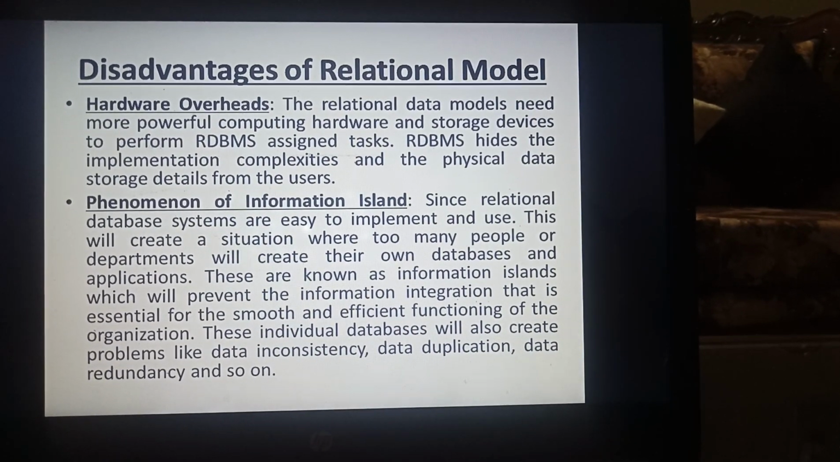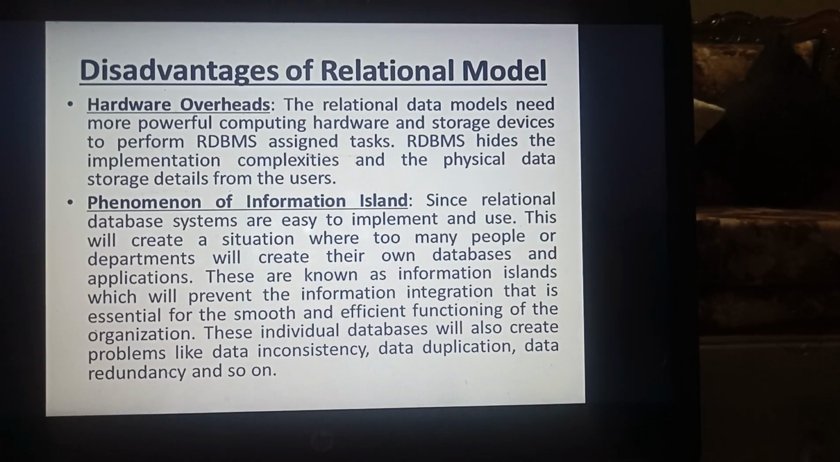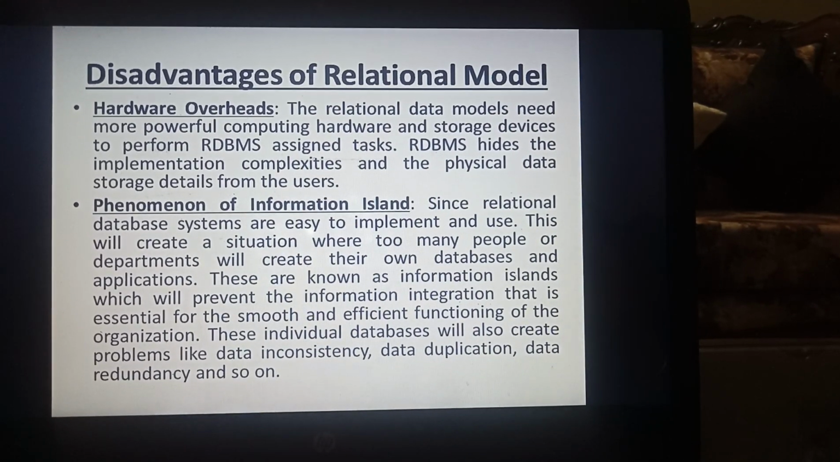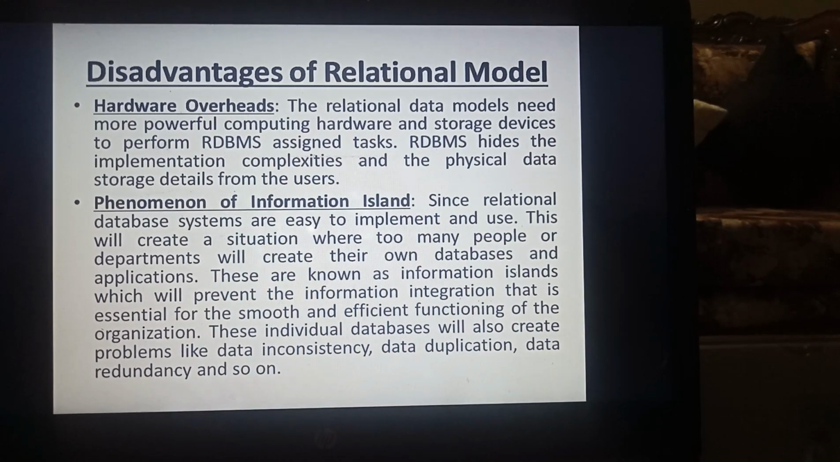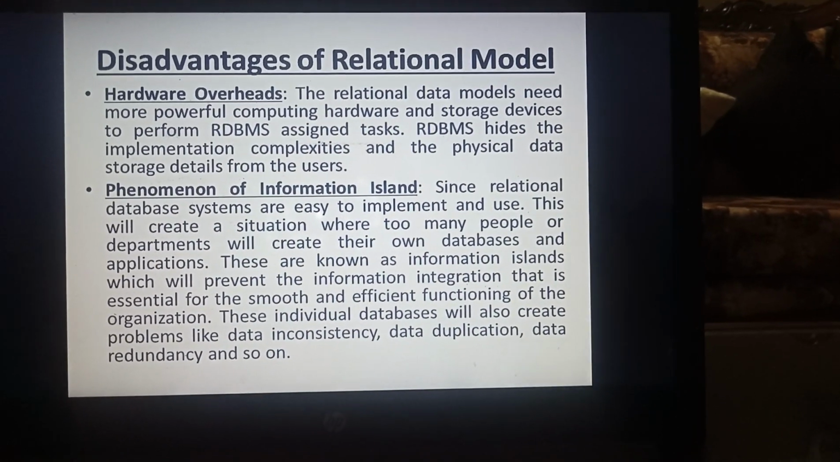So these individual databases will also create problems like data inconsistency, data duplication, data redundancy and so on. So these are some disadvantages of the relational model. Hope you have understood the topic.